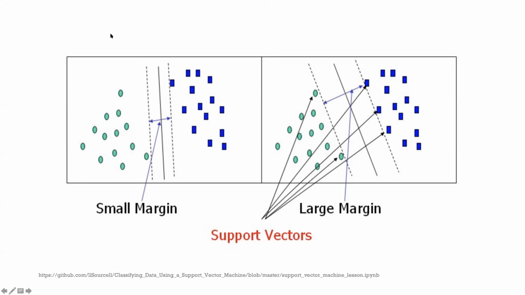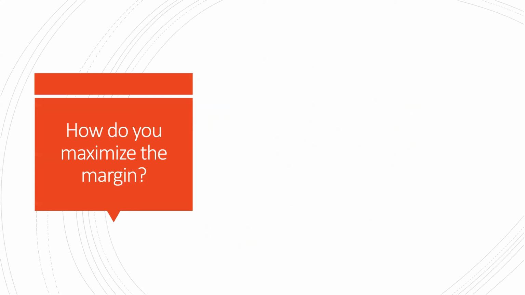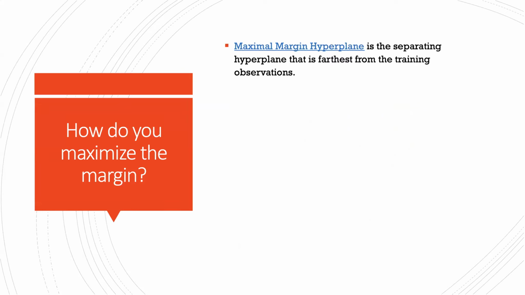Also, sometimes we will use data sets that are not going to be separable, but as a starter, I'm just assuming that I can easily separate my data sets into two, okay? And so how can we maximize that margin? How is it possible? There's one method, the maximal margin hyperplane, which is the separating hyperplane that is farthest from the training observations.